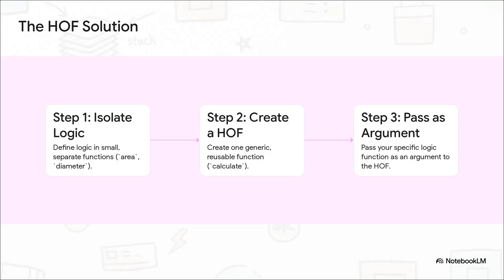And that smarter way is by using something called a higher order function. So instead of writing two big, clunky, repetitive functions, we pull out that unique logic into its own small, focused function. Then we create one generic function, let's call it calculate, that can accept that little logic function as an argument. It is just such an elegant and clean way to write less code.